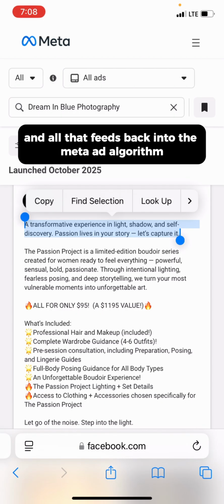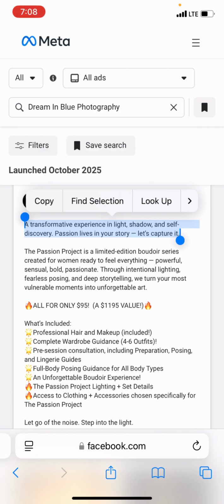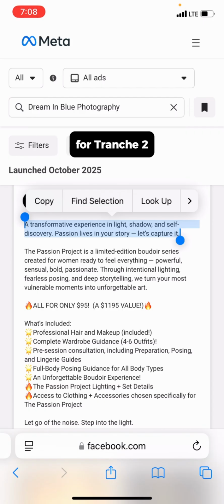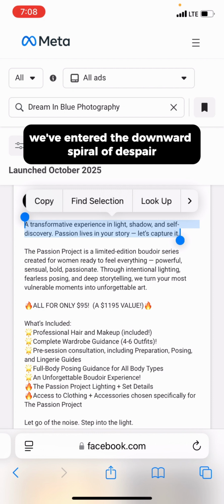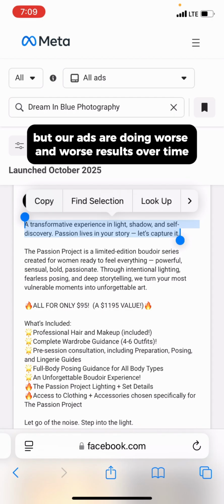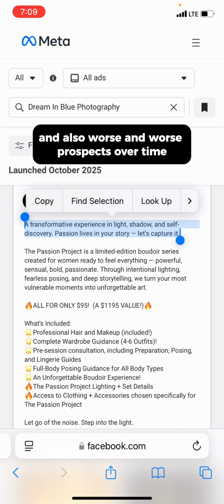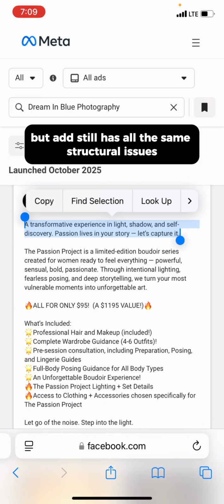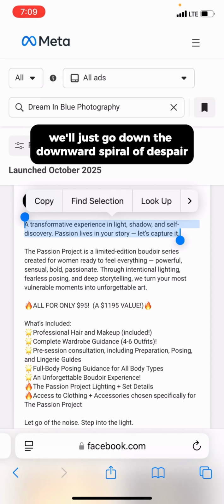And all that feeds back into the Meta ad algorithm, and then our ads go to lower quality Meta profiles for tranche 2. We've entered the downward spiral of despair, where we're cranking the same daily ad spend, but our ads are getting worse and worse results over time, and also worse and worse prospects, less sales, same ad spend, fewer conversions. The ad burns out, the ad dies out, we refresh the creative, but the ad still has all the same structural issues, so the next ad will just go down the downward spiral of despair as well.